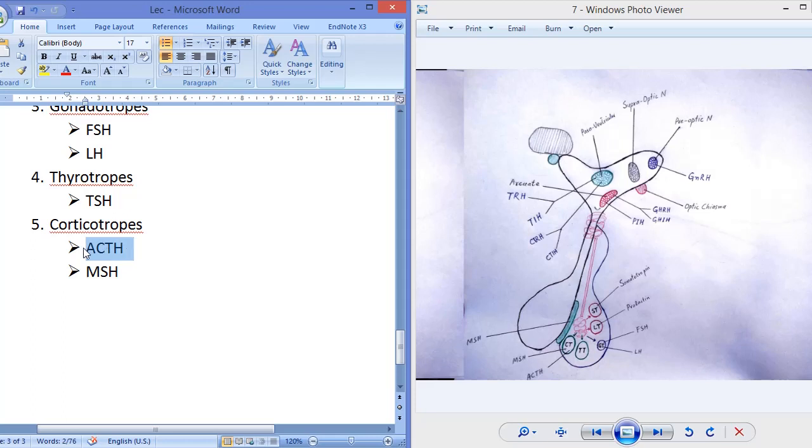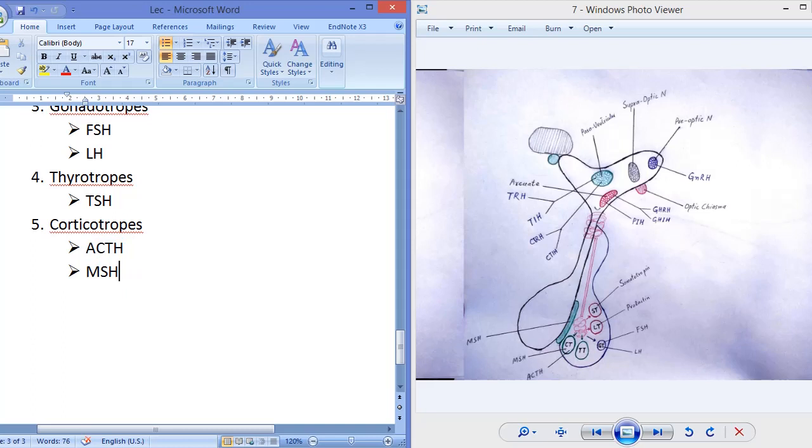So this adrenal corticotropic hormone is released when somebody is in stress, having fever, having trauma, going through some accident, or in some hypoglycemic situation. Also in some infection or inflammation, the cortisol is secreted in that condition by the stimulation of adrenal corticotropic hormone.